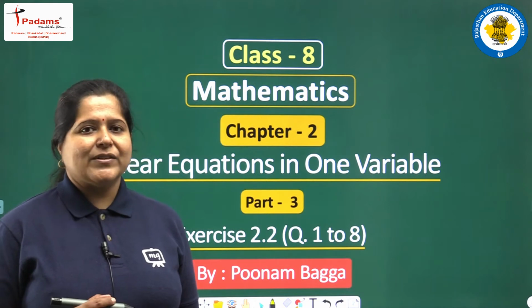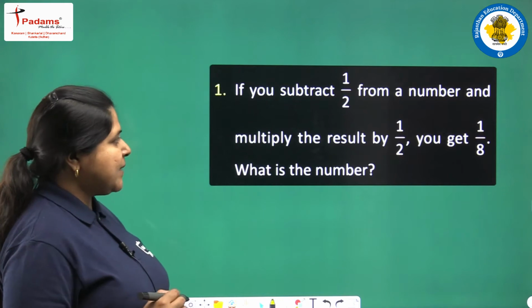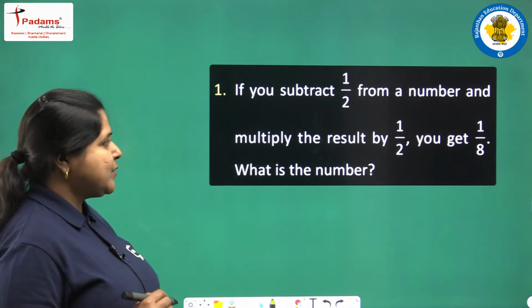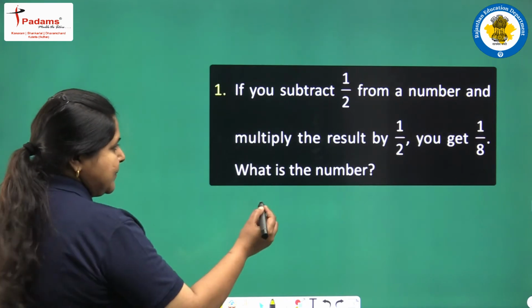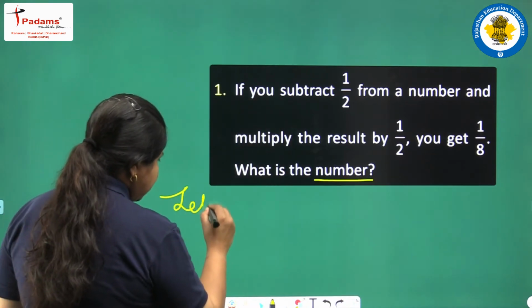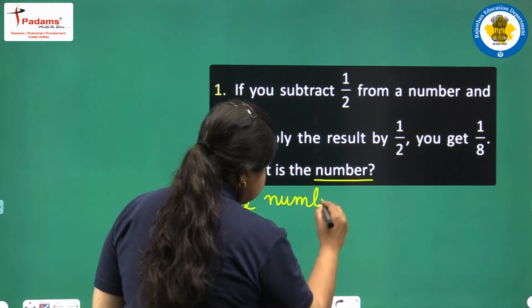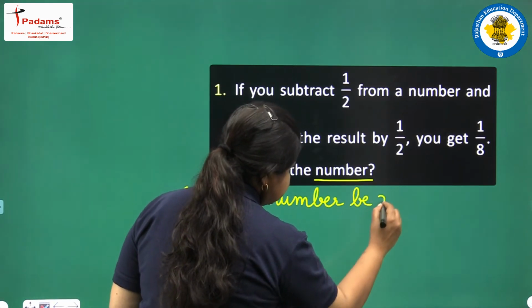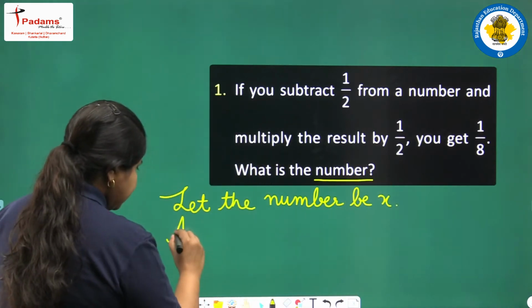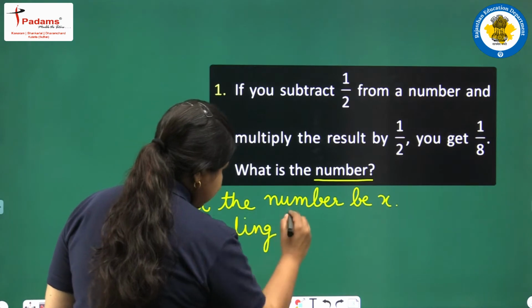Here is the first question for you. If you subtract half from a number and multiply the result by half, you get 1 by 8. What is the number? So the number has been asked. So the first step should be, let the number be x. Now we will read the question and according to the question we will form one equation.